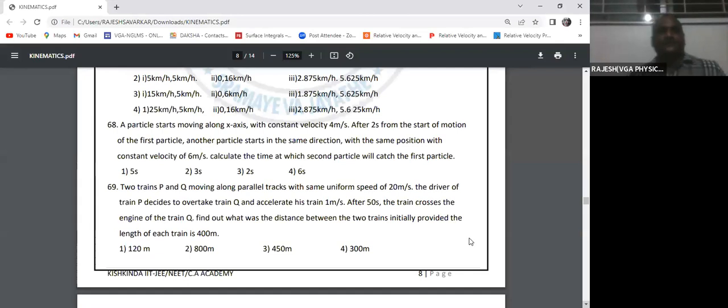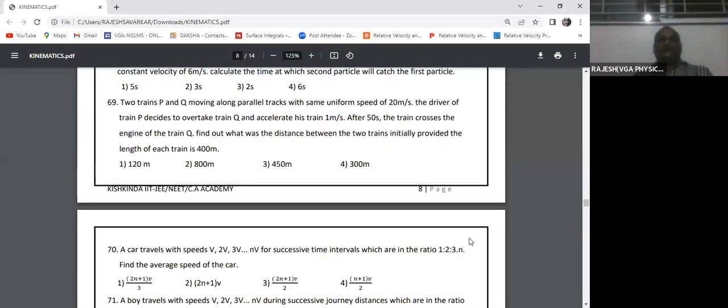69. Two trains P and Q moving along parallel tracks with the same uniform speed of 20 meters per second. The driver of train P decides to overtake train Q and accelerates his train at 1 meter per second square. After 50 seconds, the train passes the engine of train Q. Find out what was the distance between the two trains initially, provided the length of each train is 400 meters.